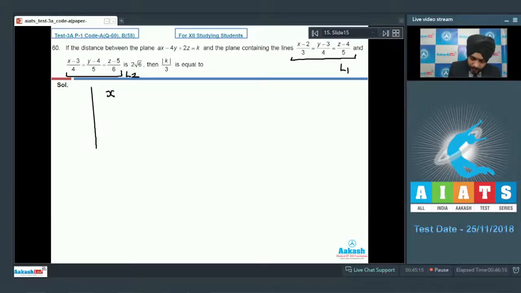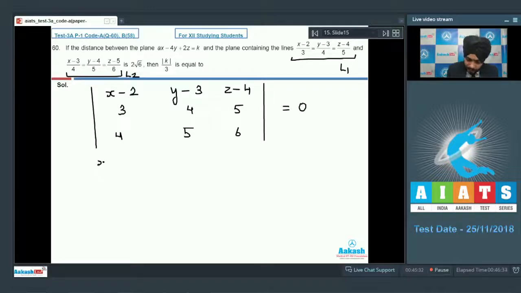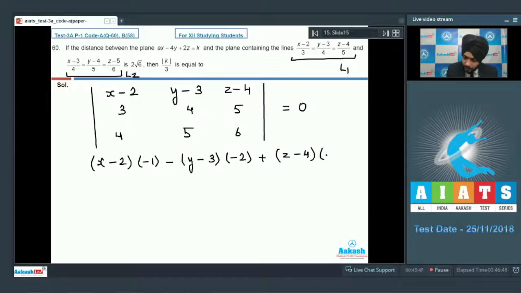Equation of plane can be written as determinant of (x − 2, y − 3, z − 4), that is the point on the first line, 2, 3, 4, and it is perpendicular to B1 and B2. So 3, 4, 5 and 4, 5, 6 equals 0. So this is (x − 2)(24 − 25), that is −1, minus (y − 3)(−2), plus (z − 4)(−1) equals 0. So we have x − 2y + z = 0.